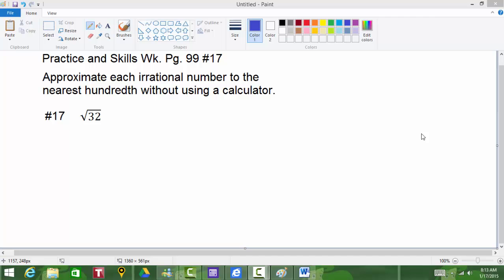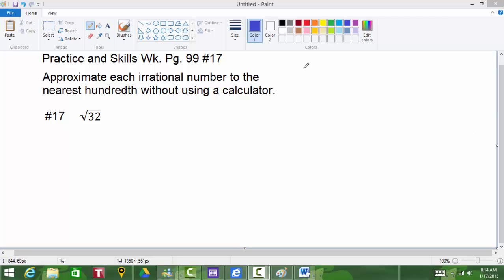We're going to be working on a problem from the Practice and Skills workbook. It's page 99, problem number 17. Okay, on this problem it says approximate each irrational number to the nearest hundredth without using a calculator, and then we have the square root of 32.